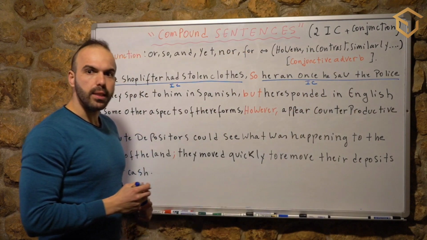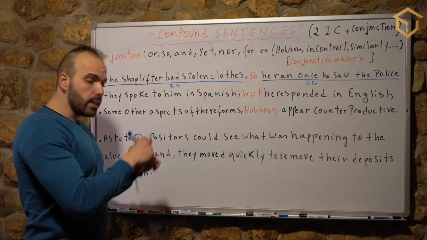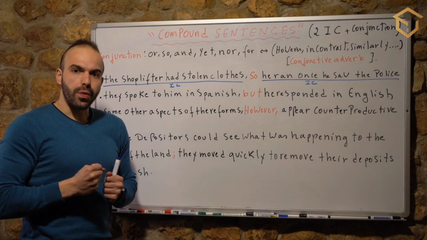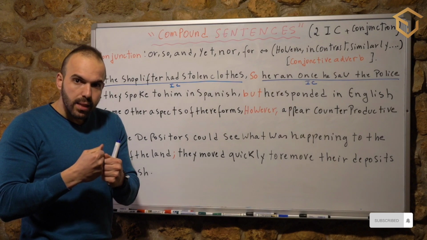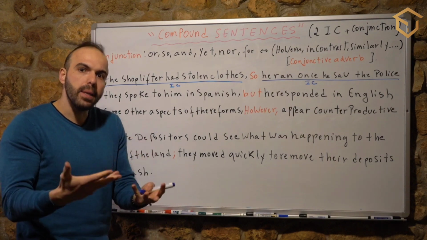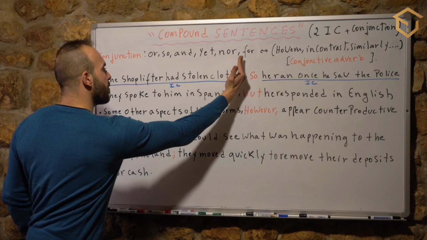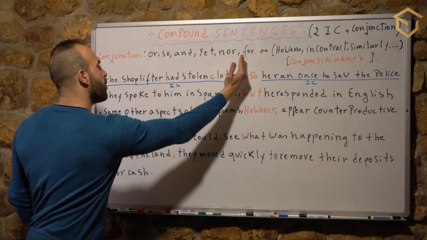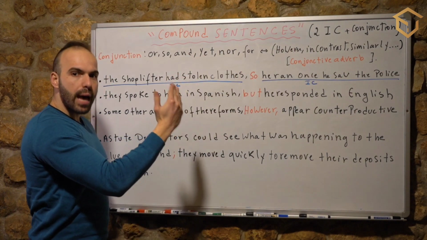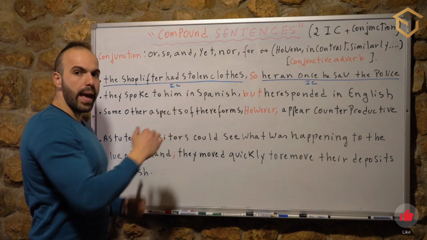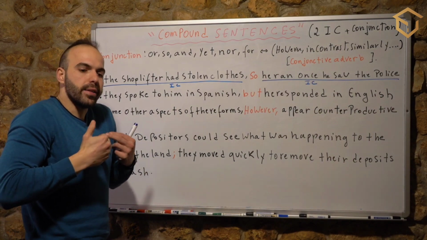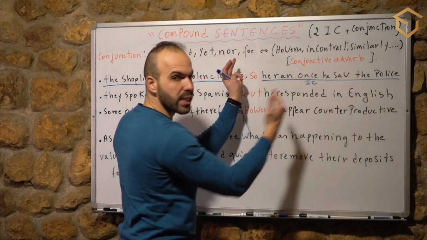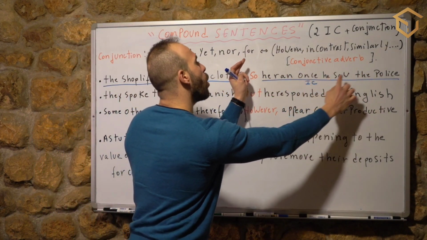What is an independent clause? An independent clause is a part of the sentence that can stand alone because it can express a single thought. It has a meaning. So for example, if you read this sentence alone, the shoplifter had stolen clothes, it still has a meaning. So that's what we call an independent clause. It doesn't need something to depend on. Even if you read the other half of the sentence, he ran once he saw the police.